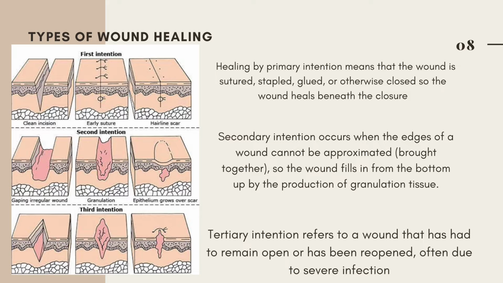And the next one is the types of wound healing. There are 3 types of wound healing: first intention, second intention, and third intention. The first one is the first intention, or the primary intention. Healing by primary intention means that the wound is sutured, stapled, glued, or otherwise closed so the wound heals beneath the closure. The second one is the secondary intention. Examples of wounds that heal by secondary intention are pressure injuries and chainsaw injuries. Wounds that heal by secondary intention are at higher risk for infection and must be protected from contamination.